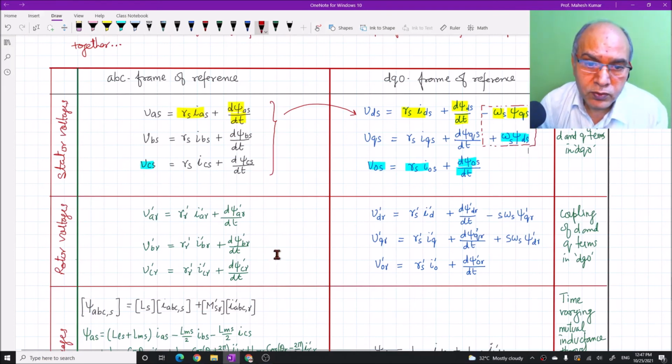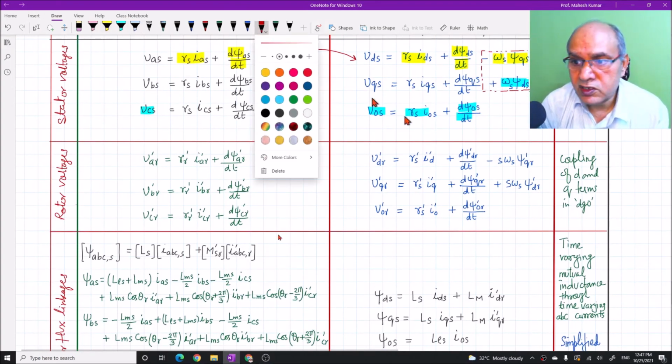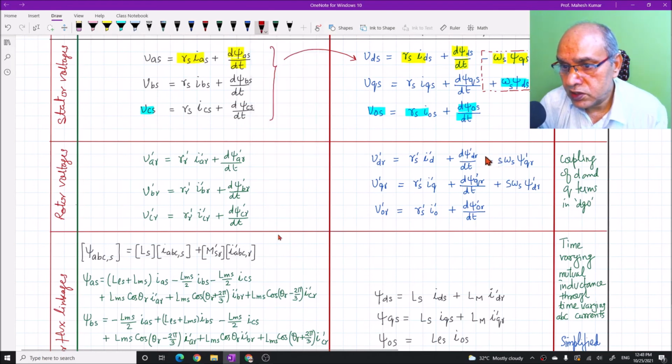Now come to the rotor side voltage. Same concept is true. There is a difference in cross coupling terms, that is these two terms.